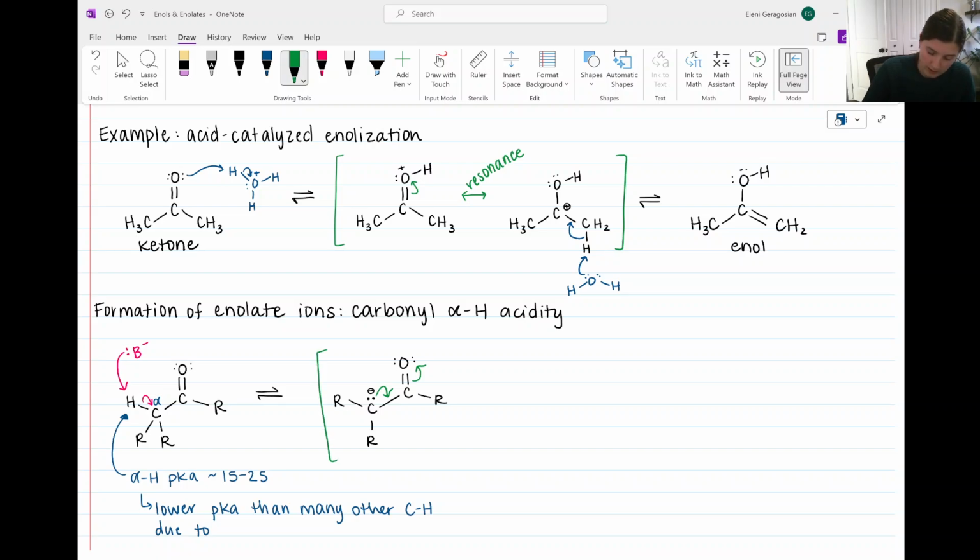So this is an important resonance structure. So let's draw resonance here, where instead of the negatively charged carbon, we've shared the electrons with the adjacent carbon, and then now we have a negatively charged oxygen.